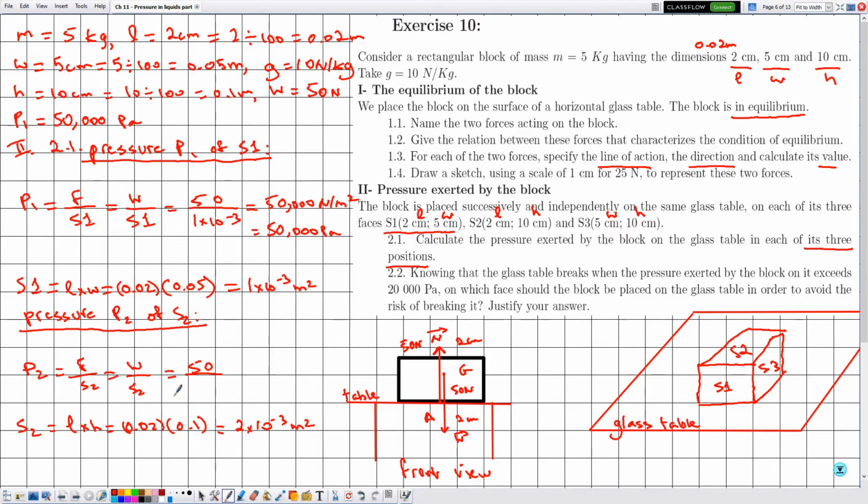Now replacing the value of S2 in this relation, the value of the pressure P2 exerted on the glass table when the rectangular block is placed on the surface area S2 is given by 25,000 Newton per meter square. Everything is expressed in the SI, and this unit is usually denoted by Pascal. Then P2 is given by 25,000 Pascal. So as you can notice, for each position the value of the pressure changes, but what remains constant is the magnitude of the force applied on the table.